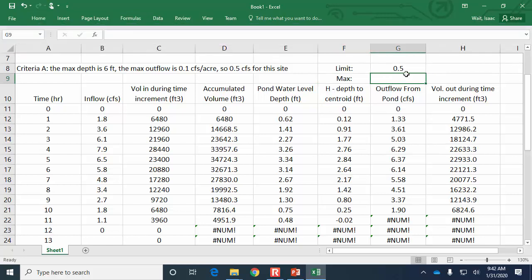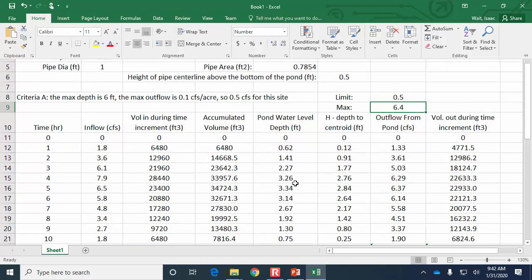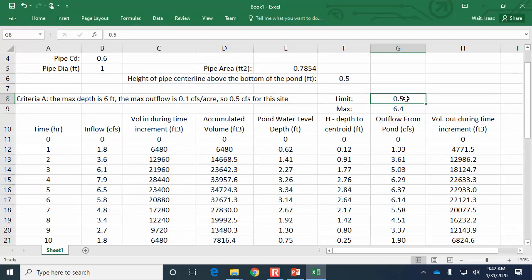What you can do is select a range and say, tell me what is the max within this range. And right now our max value is 6.4. So if our limit is 0.5 and the max is 6.4, we're too high. We need to make that pipe size smaller until the limit doesn't exceed the max. And then the same thing we could look at for the depth: our allowable limit, and what's the max.